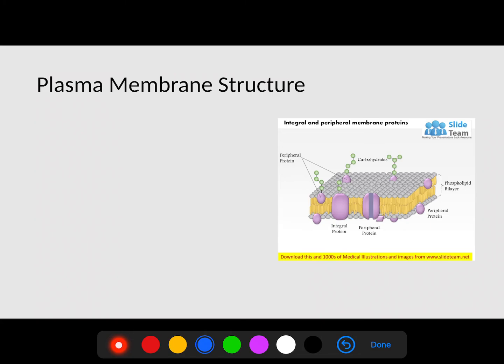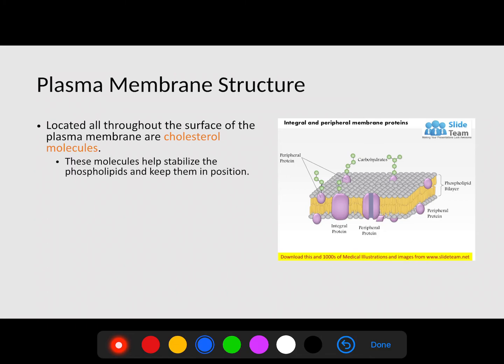So let's look a little bit more, because the plasma membrane is not just as simple as phospholipids. There are other parts. Woven among the phospholipids, and again, all these gray dots are a phosphate head, and all those yellow things are the fatty acid tails of a phospholipid, we have cholesterol molecules. What these cholesterol molecules actually do is help make a cohesive unit and keep all these phospholipids together. So they help stabilize the phospholipids and keep them in position so they don't just fall apart and disintegrate, which would pretty much be the end for any particular cell.